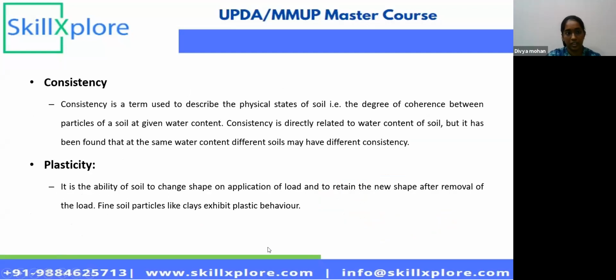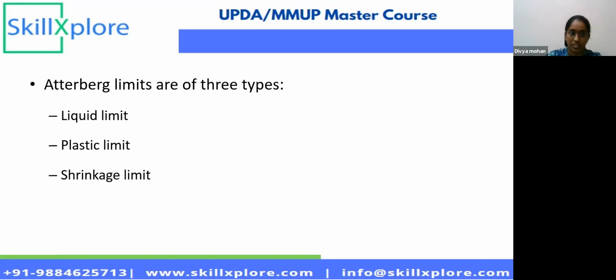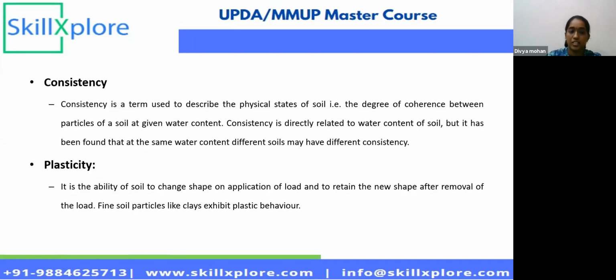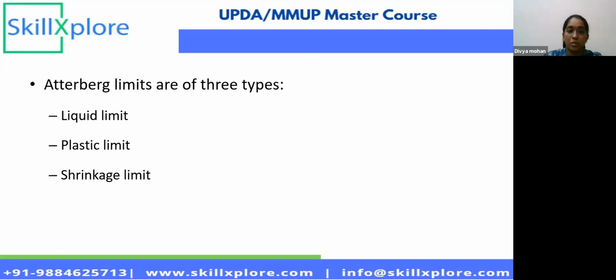Okay. And next is consistency. Consistency tells about the amount of water present in the soil, and how the presence of water makes the soil behave. Consistency can be related to plasticity, which is nothing but the soil being able to take any shape when water is added. And for Atterberg's limits, we know that there are three types of limits: liquid limit, plastic limit, and shrinkage limit.